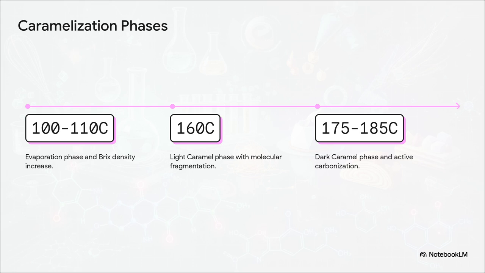As we push to phase 2 at exactly 160 degrees Celsius, we hit the light caramel stage. This is where the magic really happens. Immense molecular fragmentation occurs, breaking the sugars into hundreds of volatile aromatic chemical compounds.